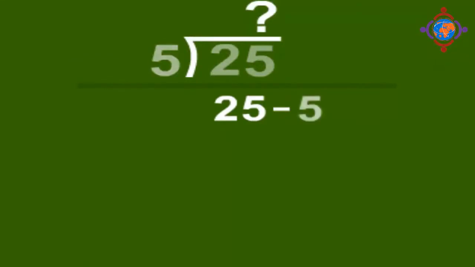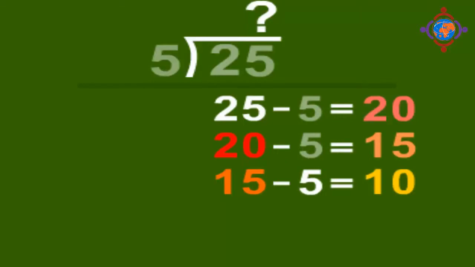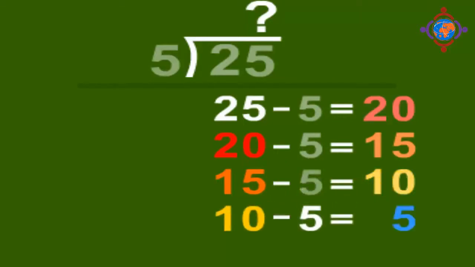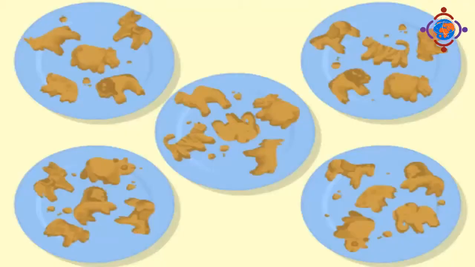25 minus 5 is equal to 20. 20 minus 5 is equal to 15. 15 minus 5 is equal to 10. 10 minus 5 is equal to 5. 5 minus 5 is equal to 0. We subtracted 5 times, so 25 divided by 5 is equal to 5. We each get 5 animal crackers.